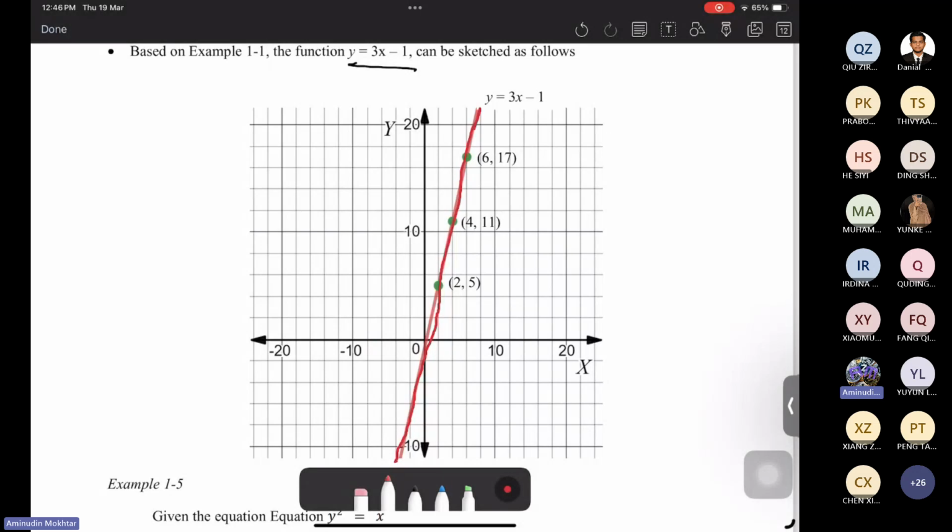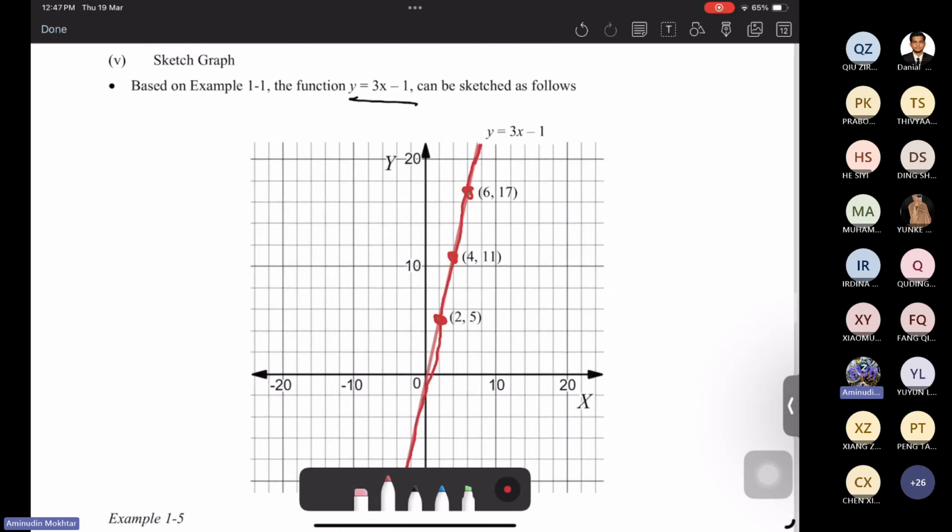This line is for y equal to 3x minus 1. This line is a combination of the coordinate points that belong to the equation. That we call sketching the graph. It's a straight line, that's why in the concept we call it a linear function.